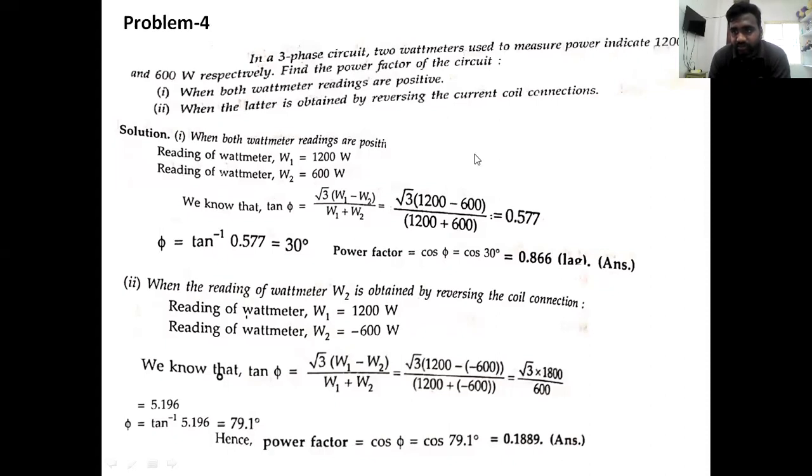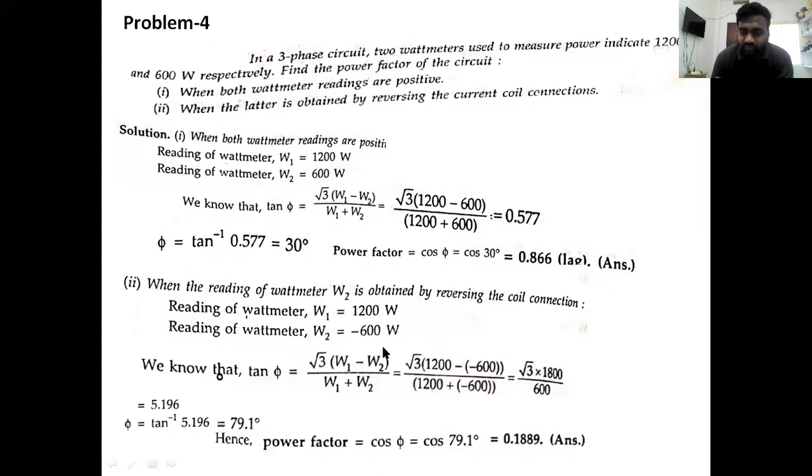What we did in this problem, in a three-phase circuit, we know the values of the individual wattmeters. W1 got 1200 kilowatts, W2 got 600 kilowatts. We calculated the power factor when both wattmeter readings are positive, and when one of the current coils is reversed, so that one wattmeter reading is negative.